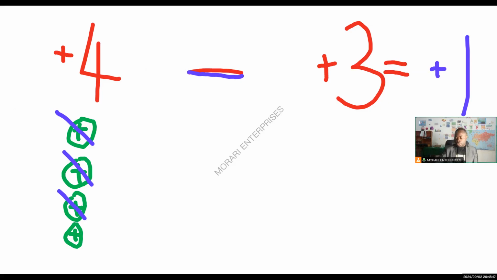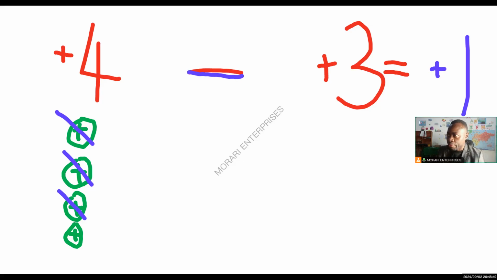Again, don't be lazy. Don't say, my teacher said if I have negative and positive here, let me do something. This is minus. Positive 4 minus is an action. Remove positive 3 from positive 4. So look at this 4 positive. Can you see 3 positive inside this 4 positive? Yes. Take them away. And what is your answer? 1 positive. Very good.